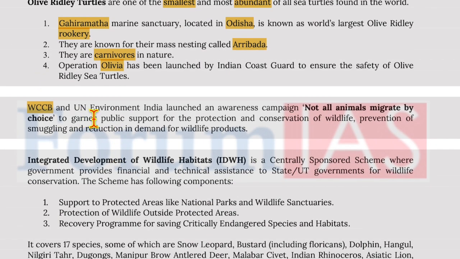Now, WCCB and UN Environment India launched an awareness campaign, Not All Animals Migrate by Choice, to garner public support for protection and conservation of wildlife, prevention of smuggling, and reduction in demand for wildlife products.